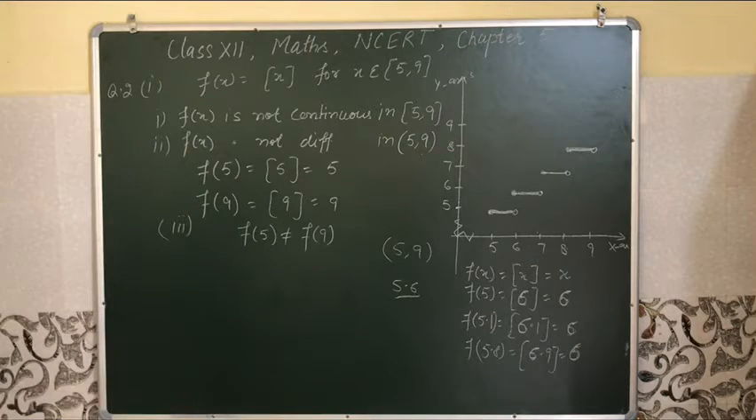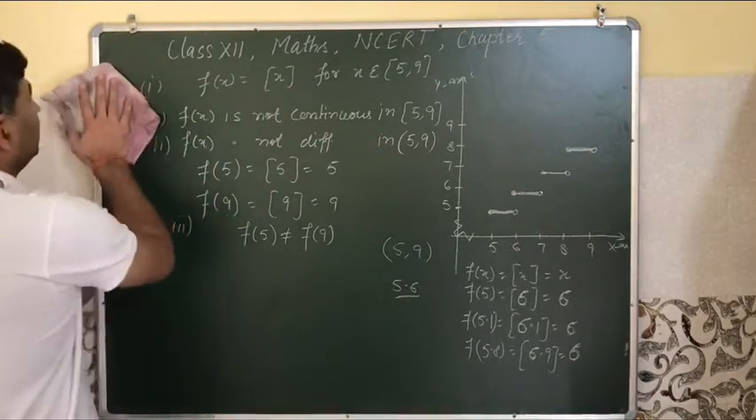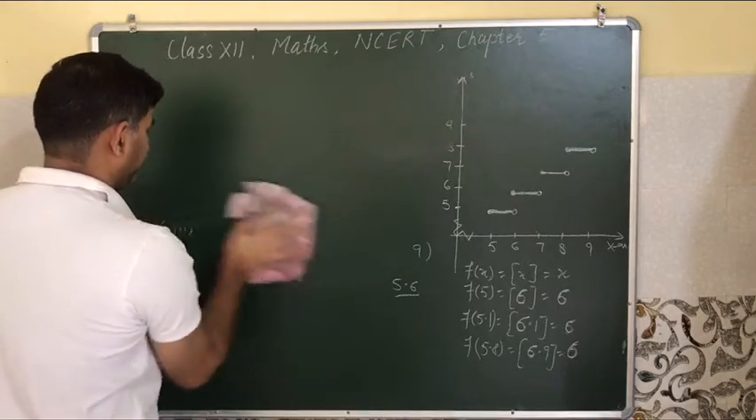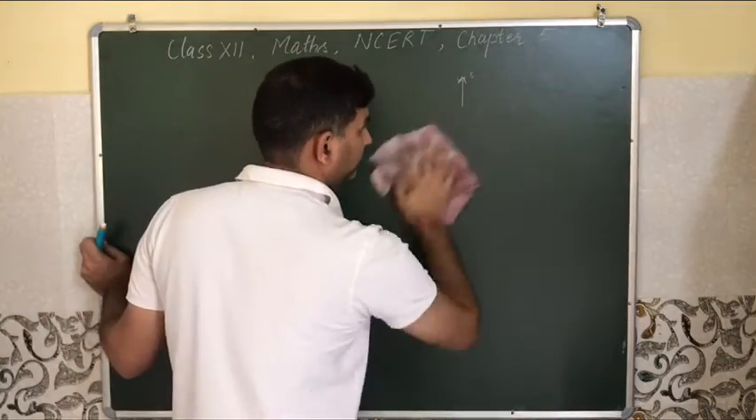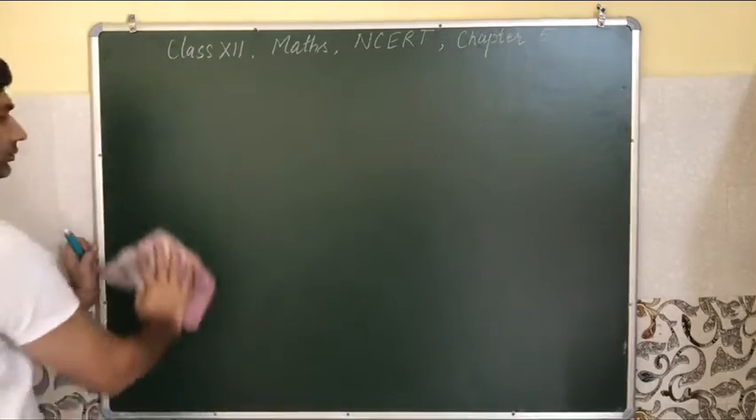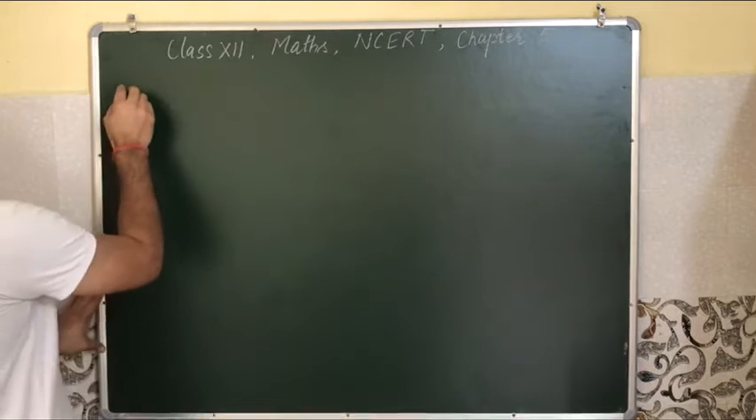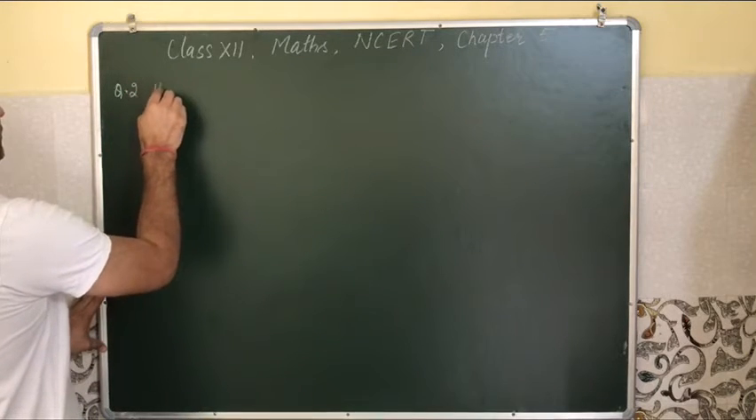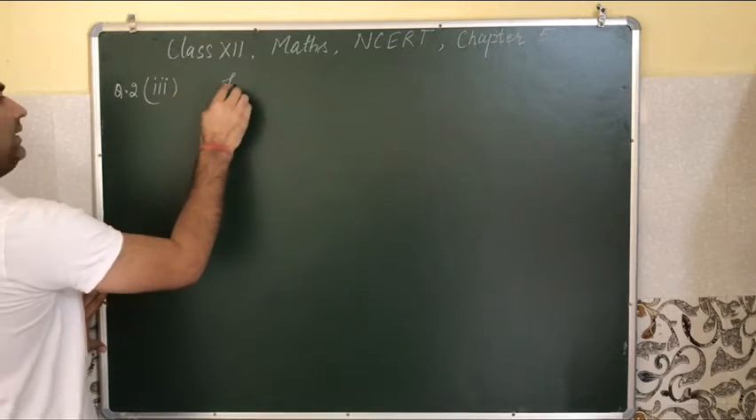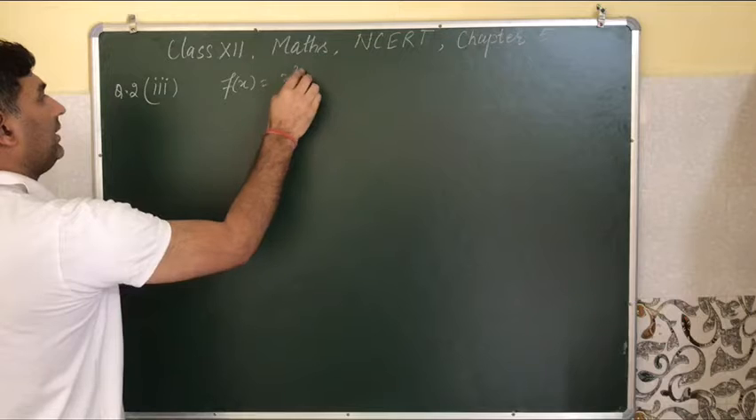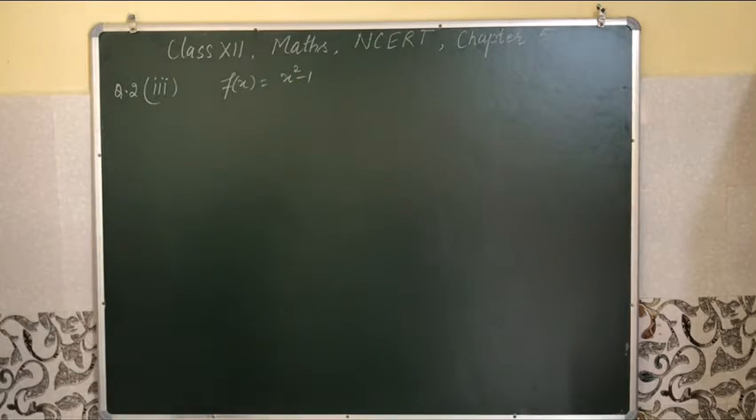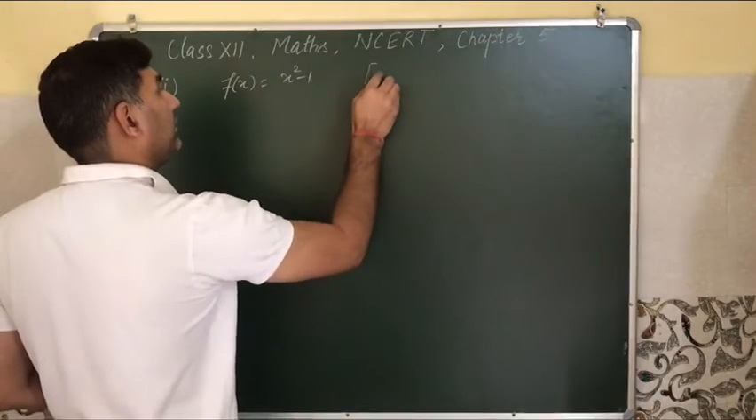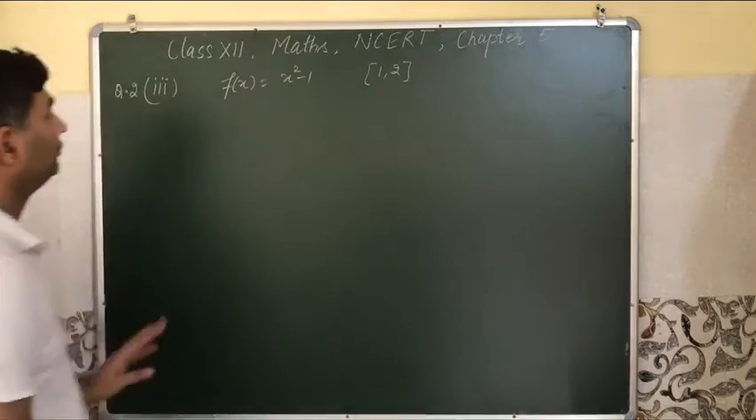Same question number 2, second part, the class interval is changed, then you can do it. Then the third part, let me do it now. In the third part, see, given that a function, question number 2 part 3rd, given that f(x) is equal to x square minus 1, and the given condition is what, the interval is given minus 1 to 1, closed interval, and 1 and 2.